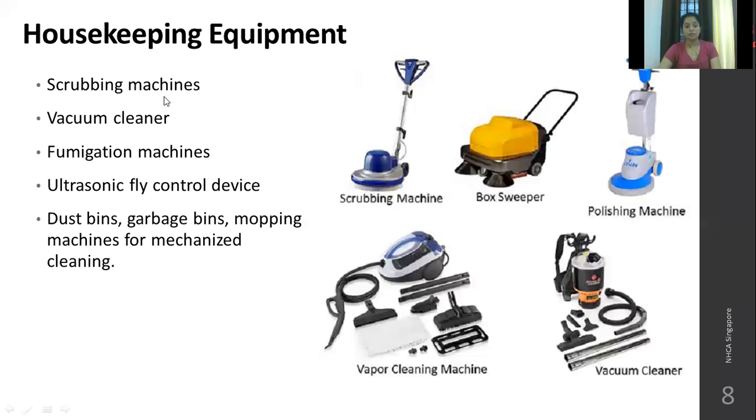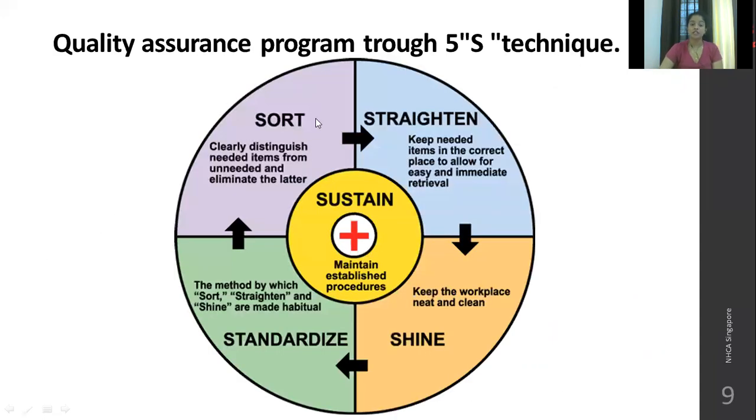The most commonly used housekeeping equipment are scrubbing machines, vacuum cleaners, fumigation machines for OTs and other user units, ultrasonic devices to control pests and rodents, dustbins, garbage bins, mopping machines for mechanized cleaning, etc. These are the most commonly used housekeeping equipment. Quality assurance program.